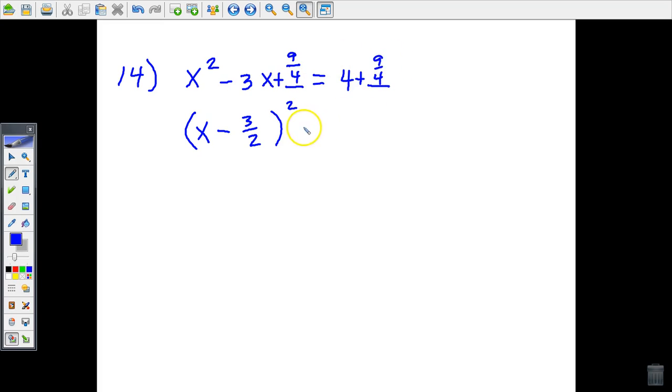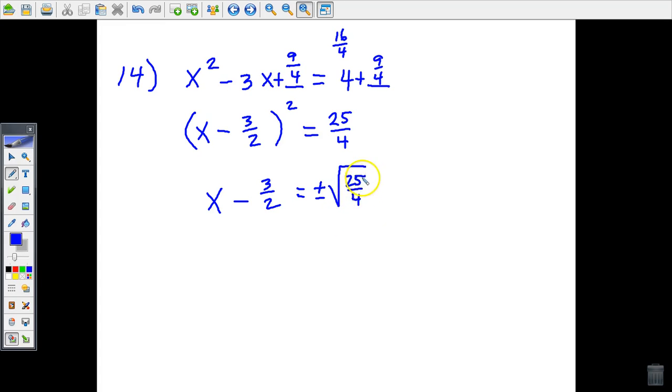Okay, so my x minus 3/2 quantity squared is going to equal, we can change 4 into 16/4. Okay, so think of 16/4 plus 9/4, that's 25/4. All right, now like we normally do, we do the square root of both sides. That just gets rid of the exponent 2 on the left side. And then notice what happens here, plus minus. I'll show the radical.